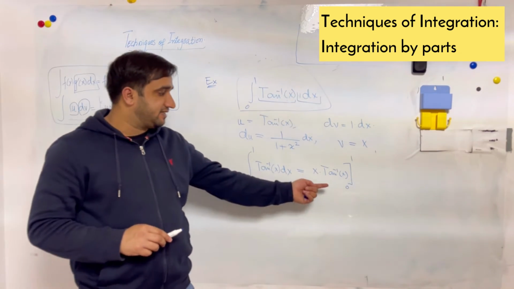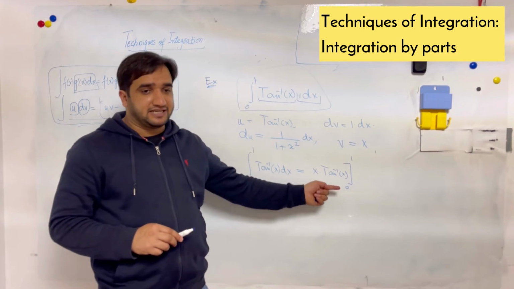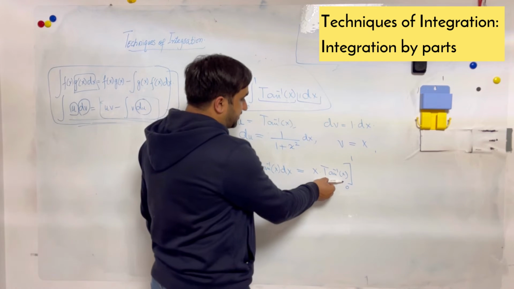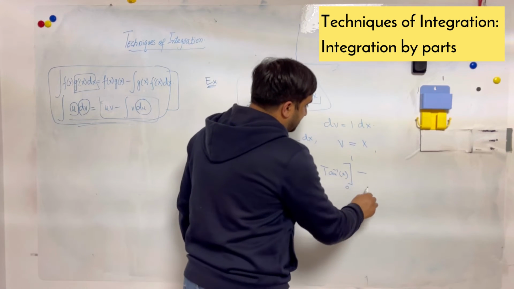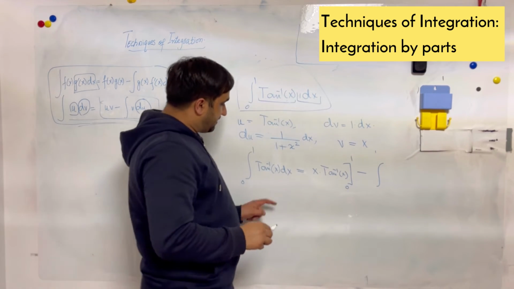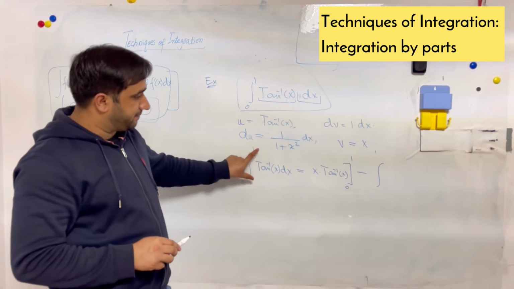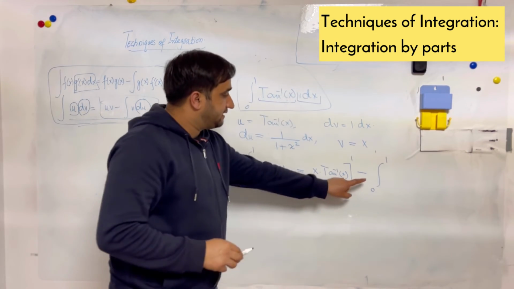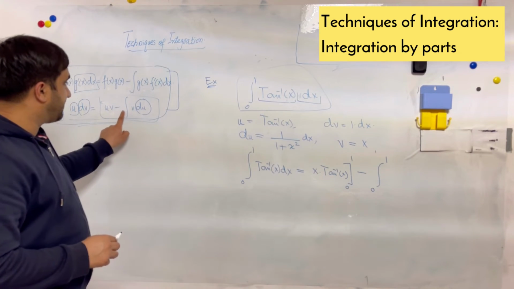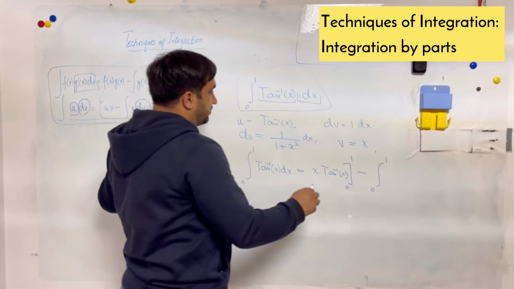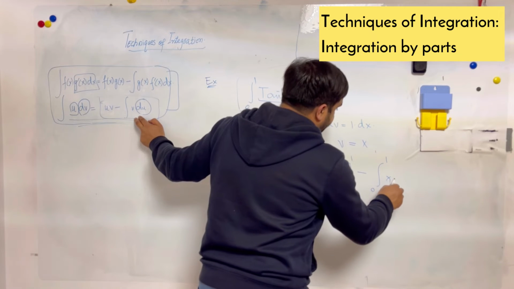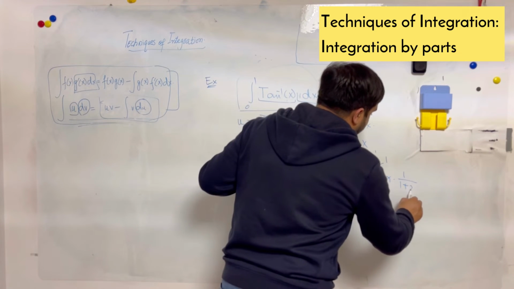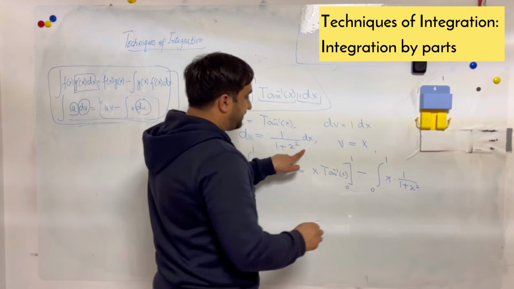Whichever expression is simplified, you have to plug in the limits on it, because the whole integral is under the limits. So this expression is under the limits, minus we have another integral, but the limits will be the same. Limits is again 0 to 1, and this integral is from this formula. So v du, v is x and du is 1 over 1 plus x square dx.